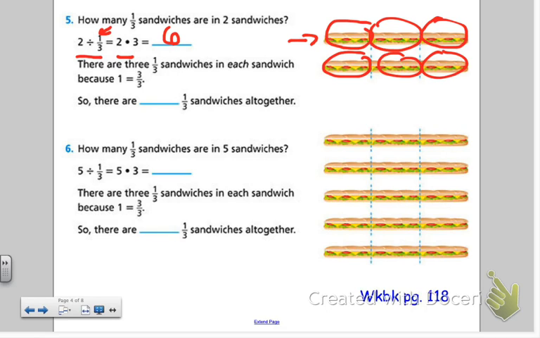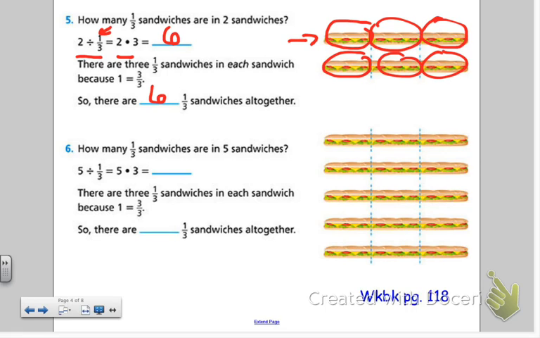Again, notice the second number. The second number in our division problem was 1/3. But when we later on did some multiplication, we saw that that 1/3 became 3. 2 times 3, which is 6. So there are 6 1/3 sandwiches altogether.